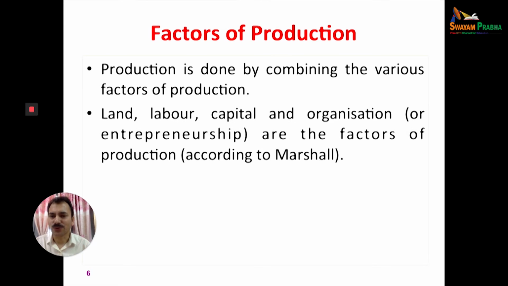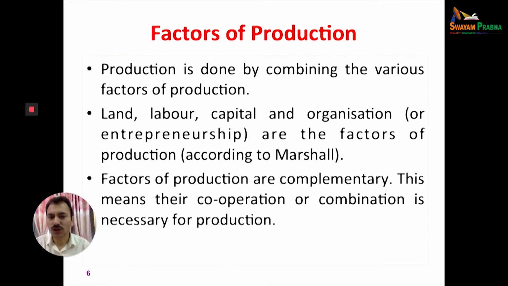One thing is very, very important. Production is done by combining the various factors of production. When we combine all these factors of production, like land, labor, capital, and organization or entrepreneurship, these are the factors of production. This was defined by Marshall. Marshall says that land, labor, capital, and entrepreneurs are the important factors of production.